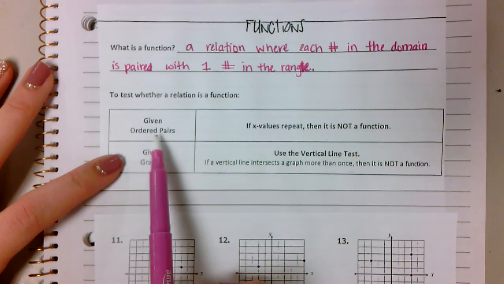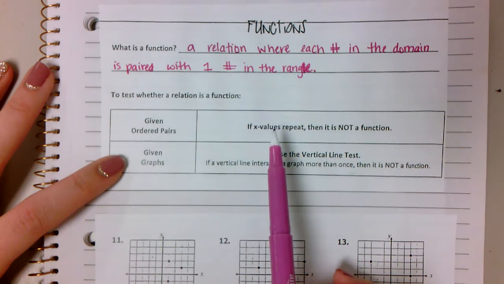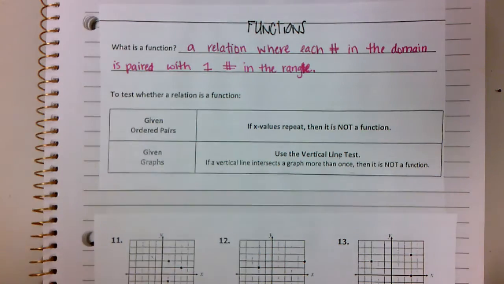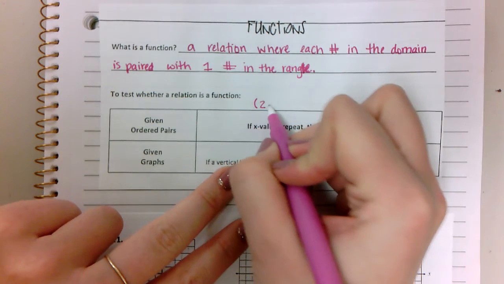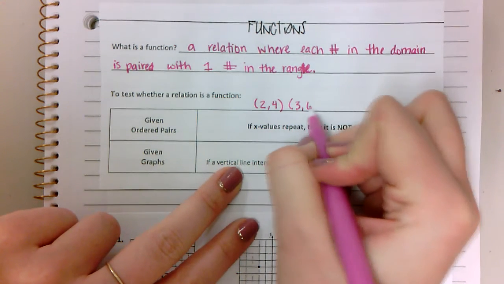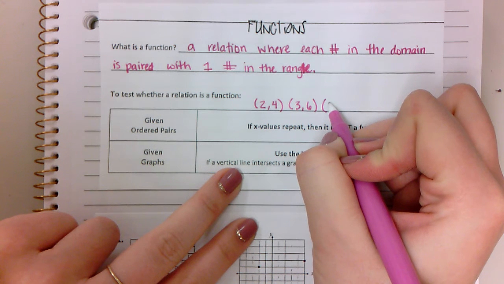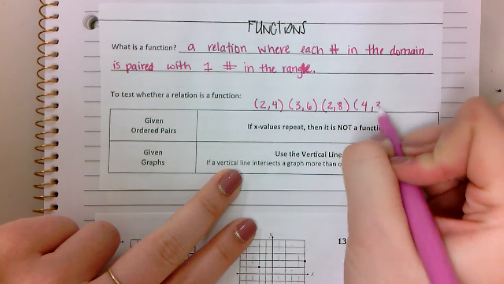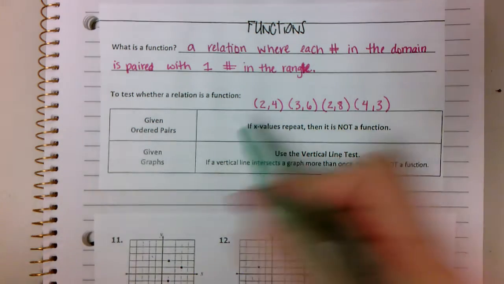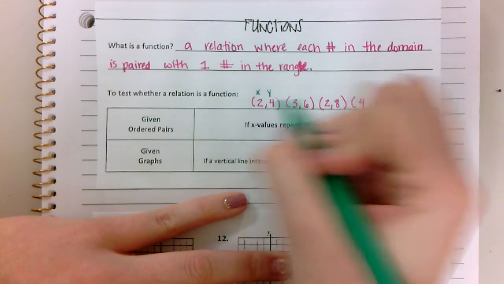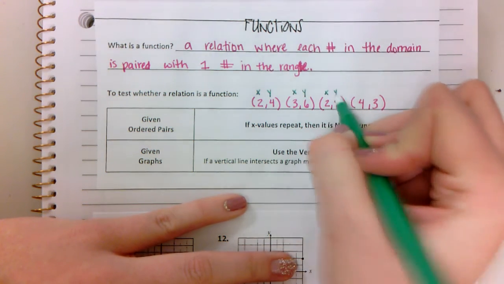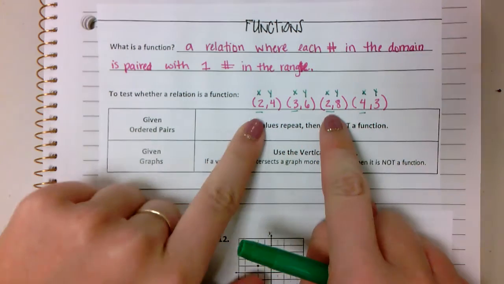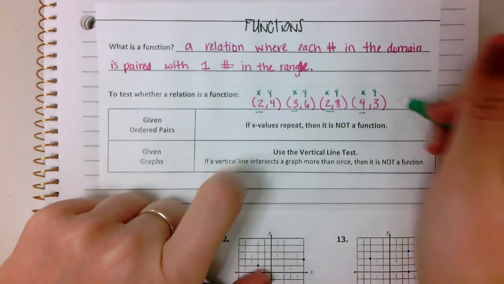So if you've been given ordered pairs, you just need to make sure that none of your x values repeat. Because if your x values repeat, then it's not a function. So, for example, (2, 4), (3, 6), (2, 8), (4, 3). If we know in this list of ordered pairs that the first number is our x value and the second number is our y value, if any of these x's repeat, it's not a function. And since I have 2 repeating, and I have it here twice, then it's not going to be a function.